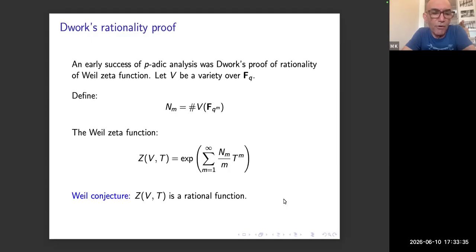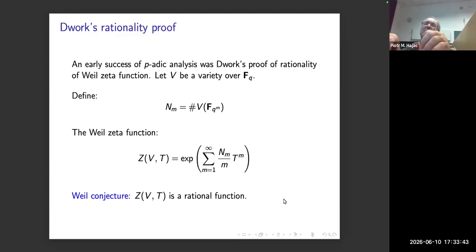So it's called the zeta function, the Weil zeta function of the variety V. T is just a formal parameter. And can you tell me one more time what is this N_m number?